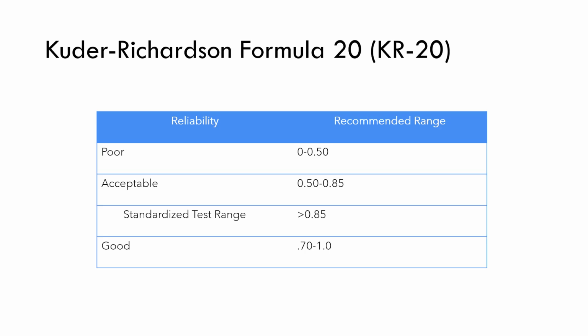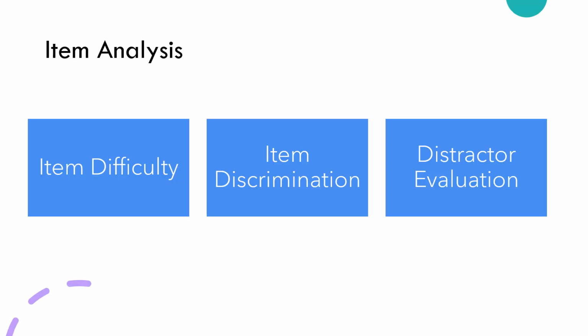And so as you can see with this chart here, if our KR is 0 to 0.5, it's usually a poor outcome, a poor reliability indicator. It's fairly acceptable, especially for teacher-developed tests, to be 0.5 to 0.85. Your standardized tests are probably going to be greater than 0.85, and we say that it's a fairly good reliability if it's 0.7 to 1. Quality of question items should be evaluated after you've looked at the test as a whole.